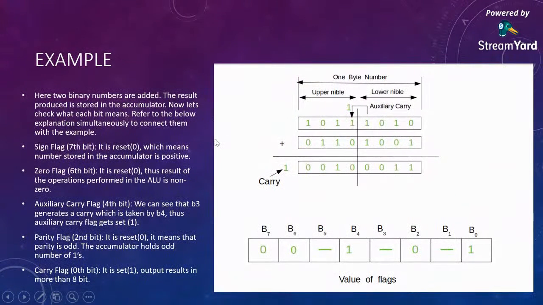So this is another example of how to calculate the carry flag. If you have this addition, then the result of this addition is a carry. And this is also the auxiliary carry. If there is a D3 to D4 carry, then the auxiliary carry will be 1. If there is a carry out of the upper nibble, then the carry flag is 1, otherwise it is 0.